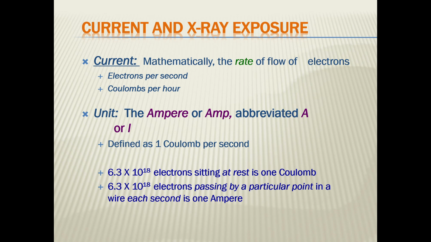We say that the unit is the ampere or amp, capital A or I, defined as 1 coulomb per second. So 1 amp of current is 6.3 times 10 to the 18 electrons moving past a certain point. Pick any arbitrary point and then measure how many electrons move past it per second. If you're flowing at a rate of 6.3 times 10 to the 18 electrons per second, that's 1 amp of current. If you remember, coulomb was the unit for static electric charge, so that amount of charge not moving is a coulomb. That amount of electrons moving past a point in 1 second's time is an amp.